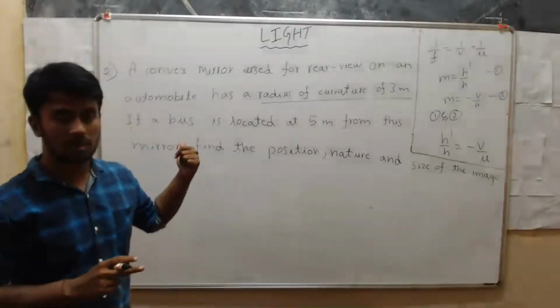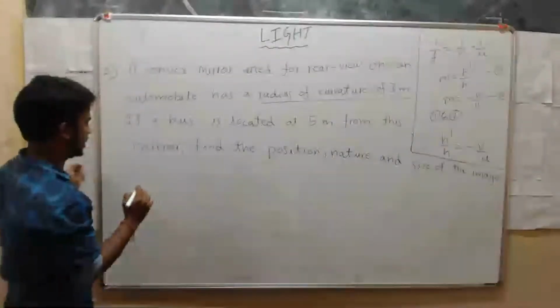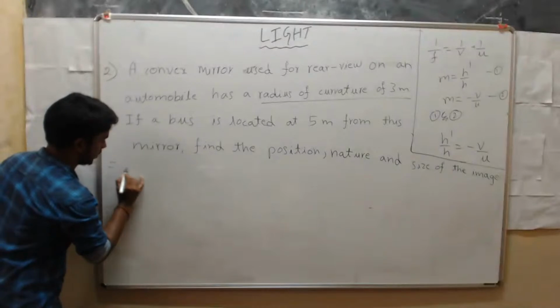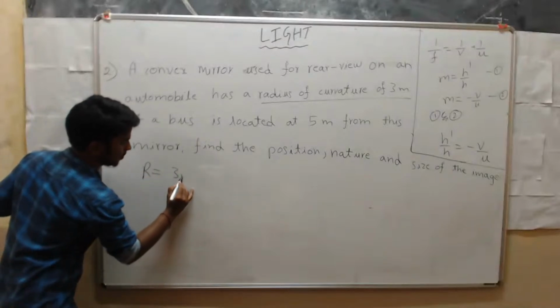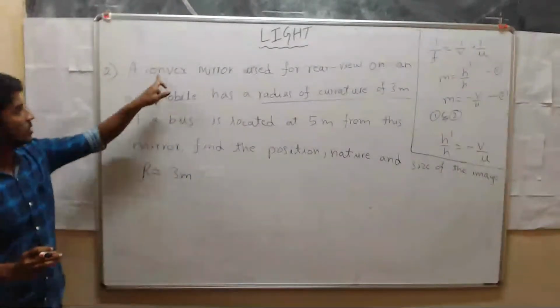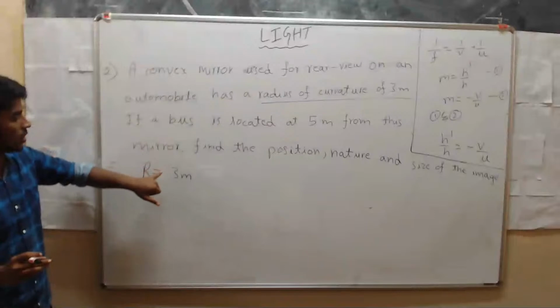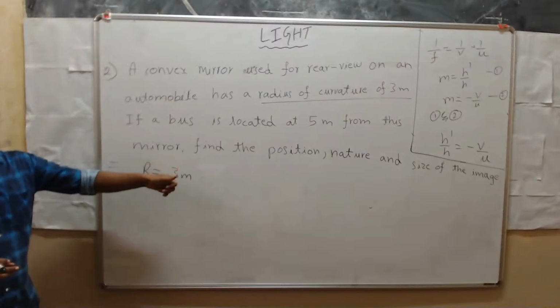If the mirror is convex, we should think that the images formed by a convex mirror are always virtual and erect. First, the radius of curvature: R is equal to 3 meter. Here we should write positive because it is a convex mirror. If it is concave mirror, then we should write R value equal to minus 3 meter.